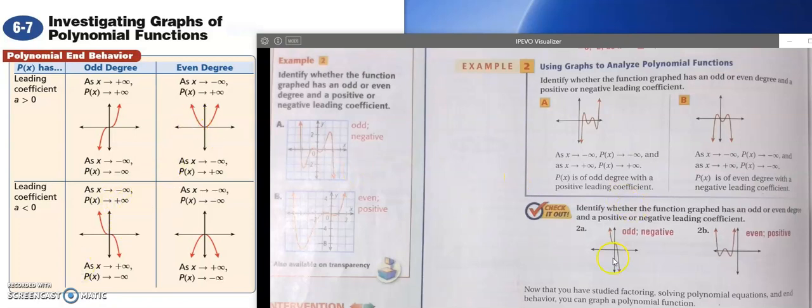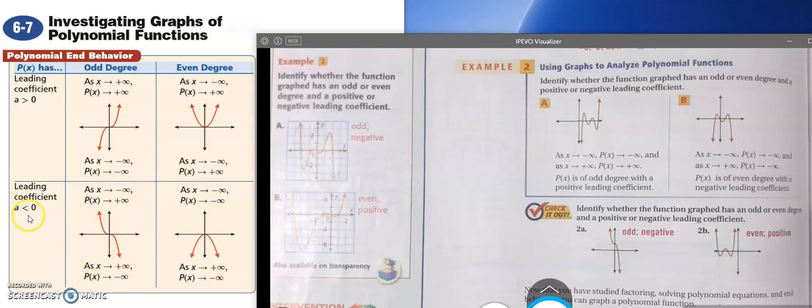Okay, so now I have to check as x increases, what happens to y. So now as x increases, y what? Decreases. So as x increases, y decreases. So that's this one here. See it? As x increases, y decreases or approaches negative infinity. So I'm in this block here. So that means what? My leading coefficient is negative. See it? And I have an odd degree, so you'd write odd, negative.